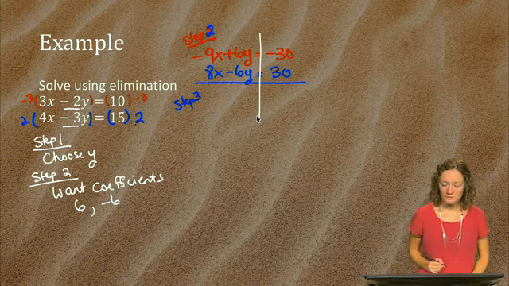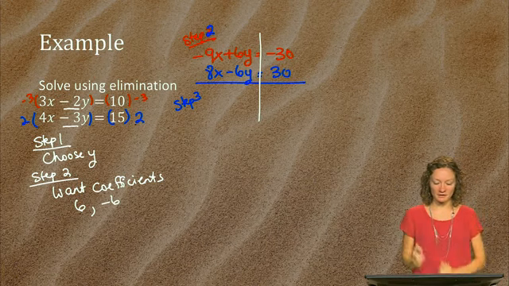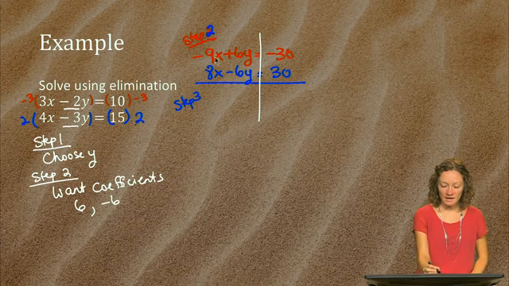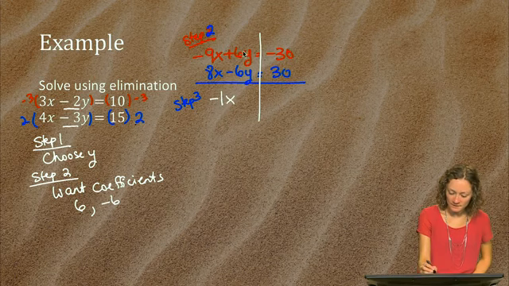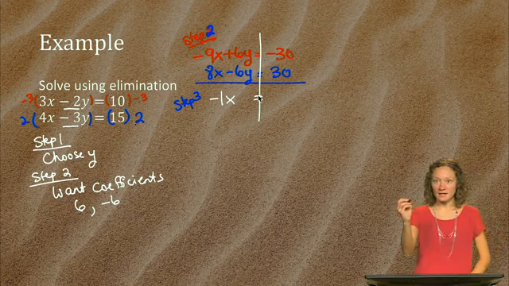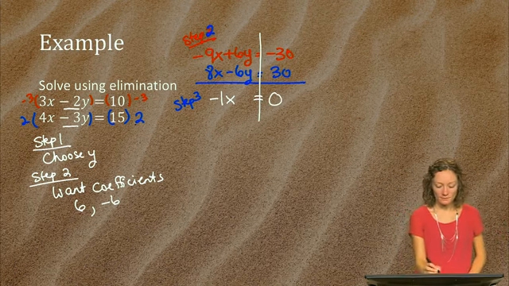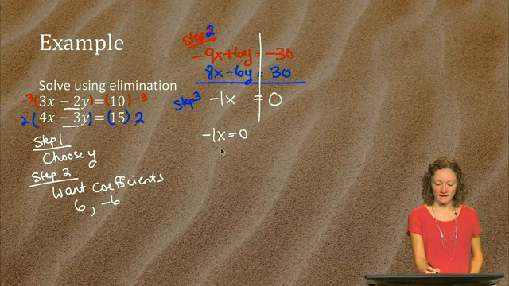So the equal signs line up. I'm vertically adding everything on the left and everything on the right. So on the left-hand side, I have negative 9x plus 8x gives me negative 1x. 6y minus 6y gone, equals is still there. Negative 30 plus 30 is 0. This is what I'm solving.